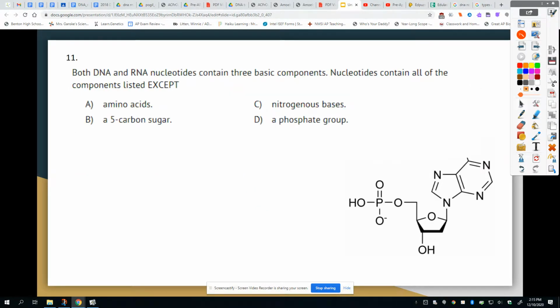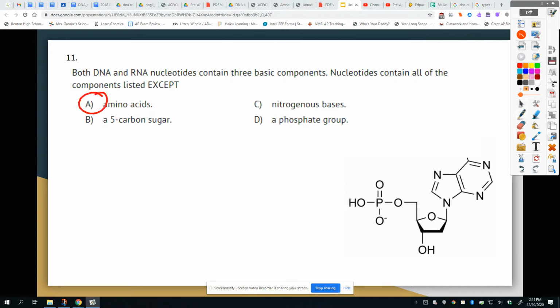And number 11 says both DNA and RNA nucleotides contain 3 basic components. The nucleotides contain all of the components listed except amino acids. Amino acids are the monomers of proteins, not of nucleic acids.